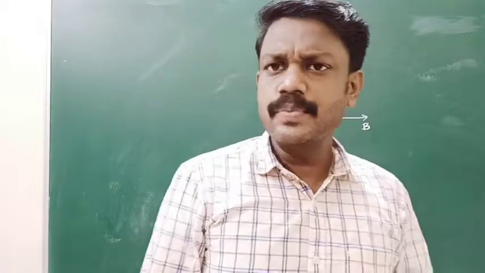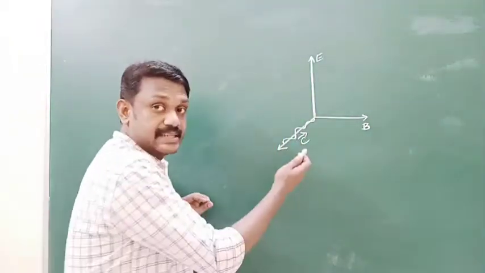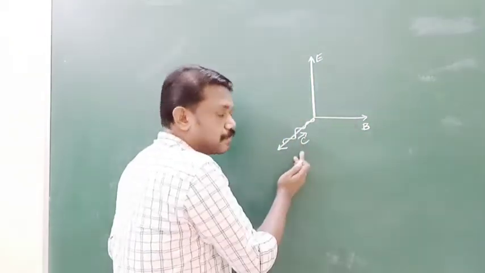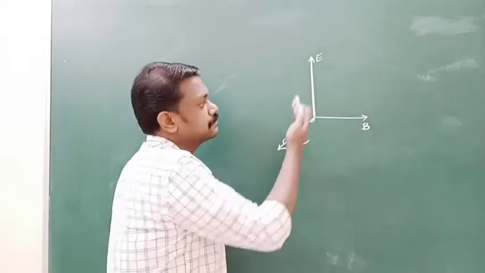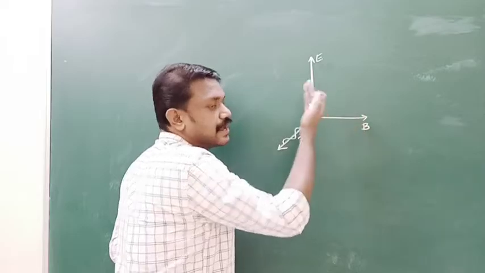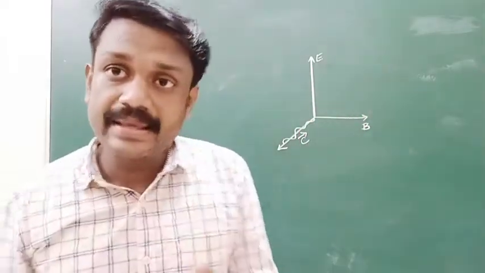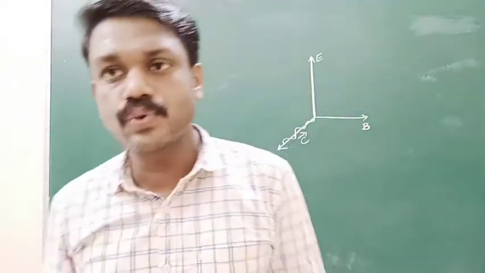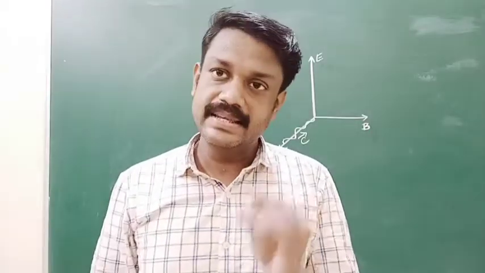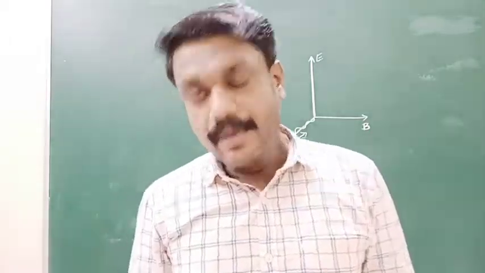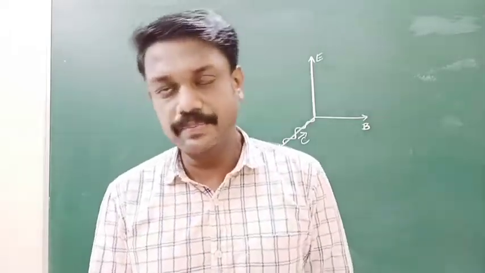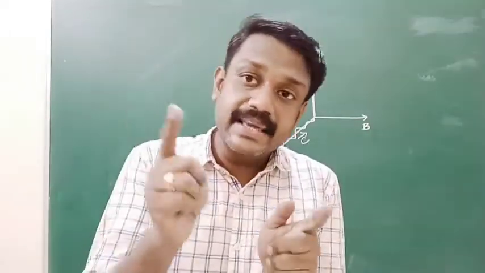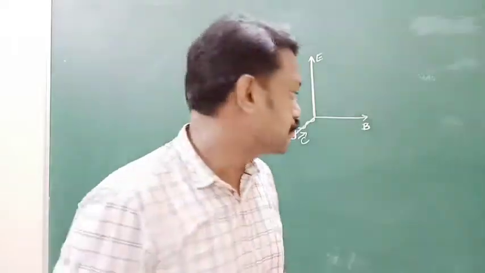So from this it is very clear that light, that is, an electromagnetic wave, propagates in a direction perpendicular to both electric field and magnetic field, which are varying sinusoidally. That means sinusoidal variations are there for this electric field and magnetic field. Both are varying according to a sine function. So sinusoidally these two fields are varying. That is the reason for generation of electromagnetic wave.